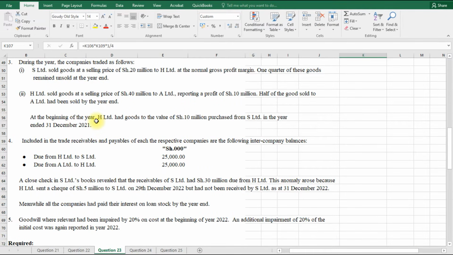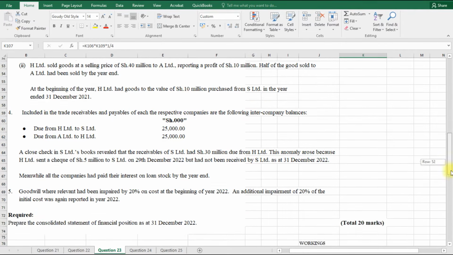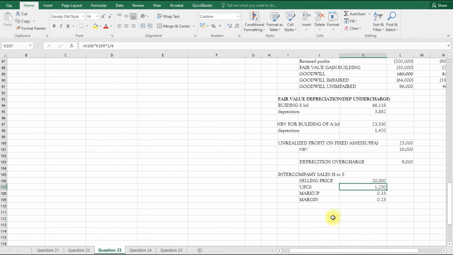At the beginning of the year, H Limited had goods to the value of 10 million purchased from S Limited in the year ended 1st December 2021. So this was at the beginning. We had 10 million at the beginning of the year, which already had been purchased from S Limited. So this one is unrealized profit on the opening.